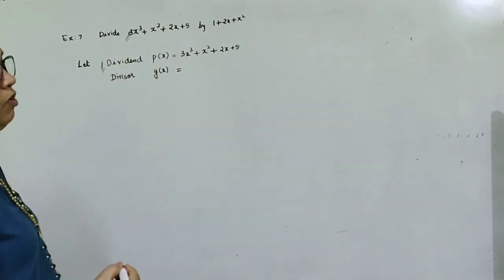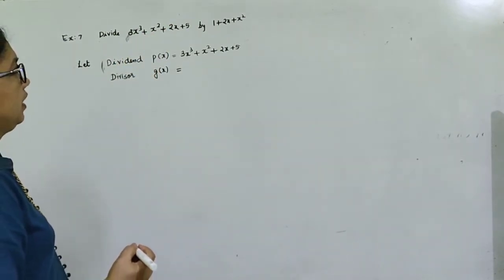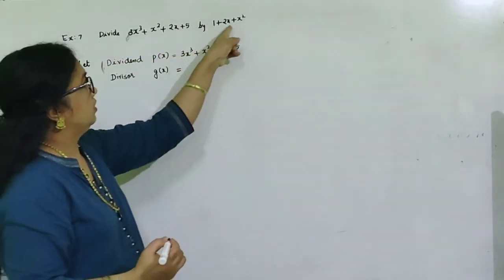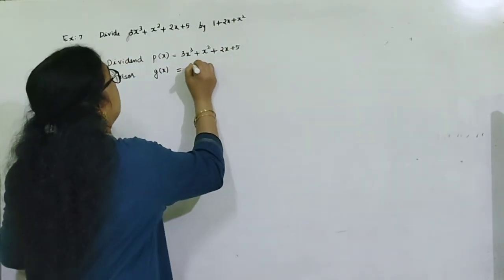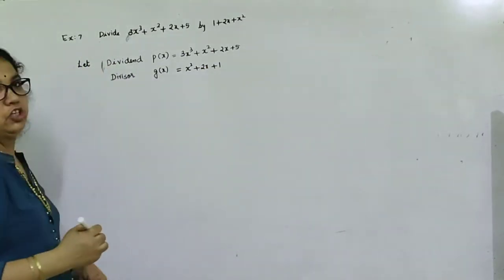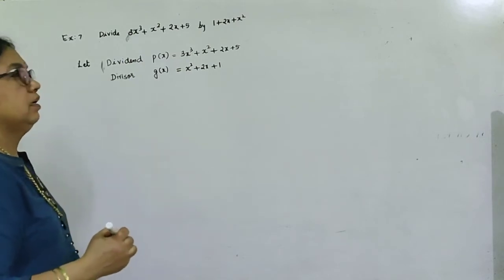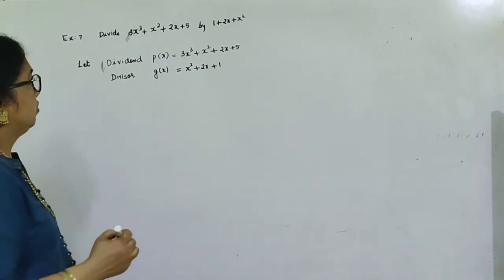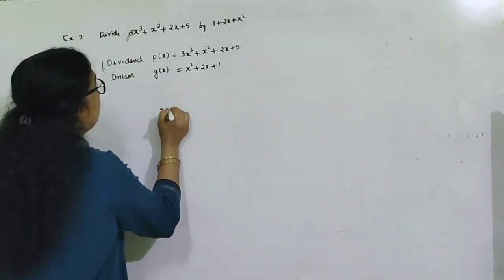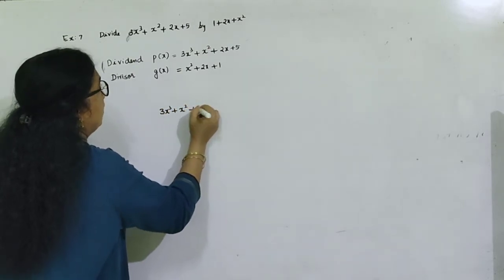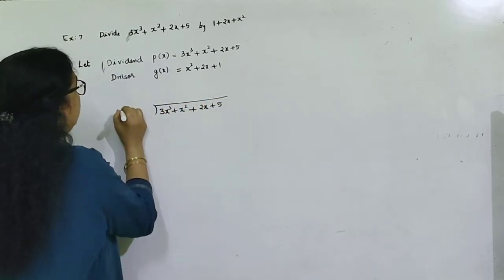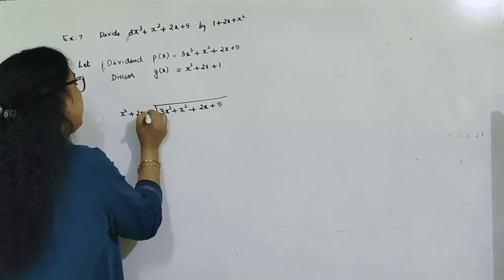In the divisor, the powers of x are given in ascending order, while over here it is descending powers of x. So write this in the standard form: x square plus 2x plus 1. We want to get a quotient q of x and the remainder r of x. So as usual, we divide 3x cube plus x square plus 2x plus 5 by the divisor x square plus 2x plus 1.